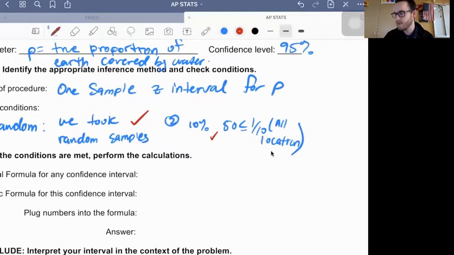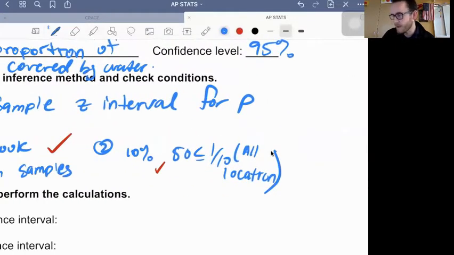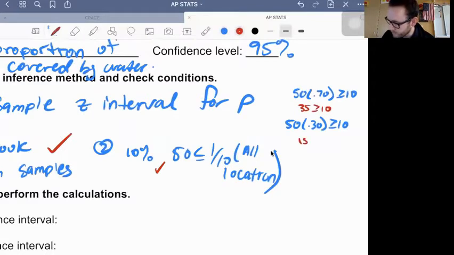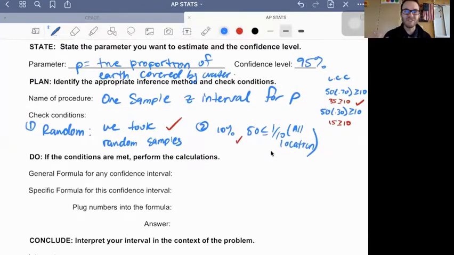So that checks out. And then the third condition is the large counts condition, which we're going to do right here. So we had 50 times 0.7, that's greater than or equal to 10, and 50 times 0.3, that's greater than or equal to 10. And we get 35, and we get 15. So those both check out, and that is the large counts condition, which I like to abbreviate as LCC. So all 3 conditions have been met, so we can continue with our procedure here.